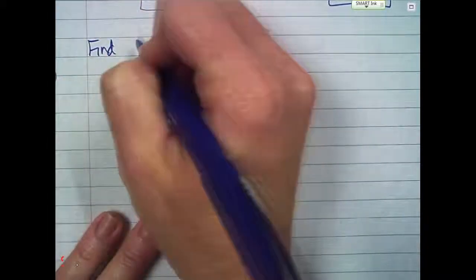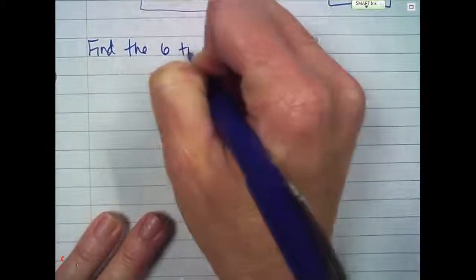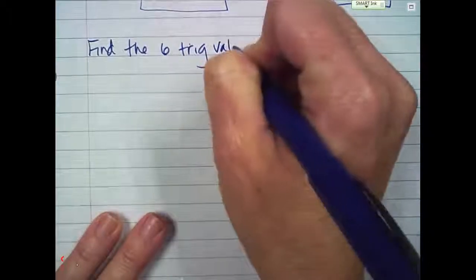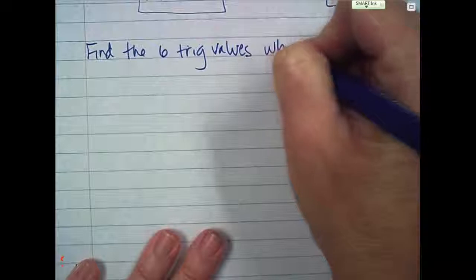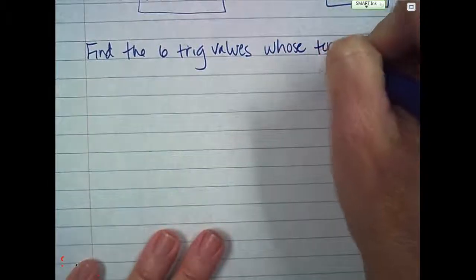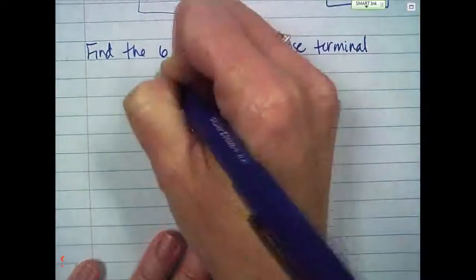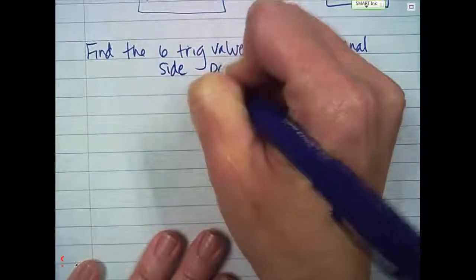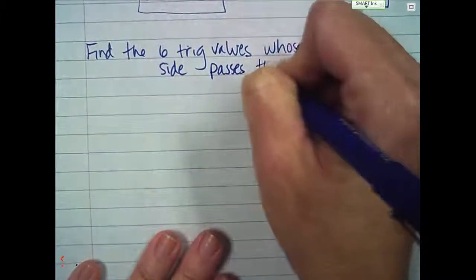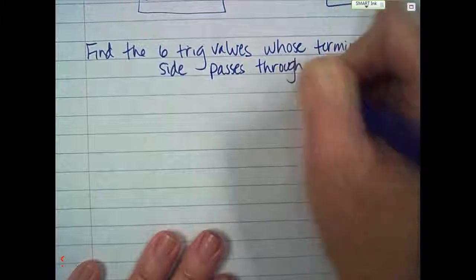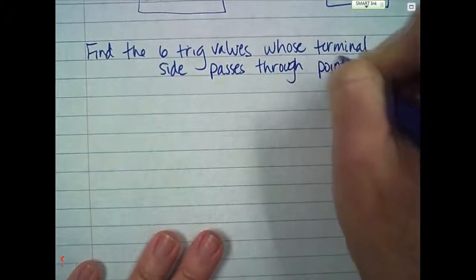Find the 6 trig values. This terminal side, in other words, the end, passes through point P. Those are your directions.